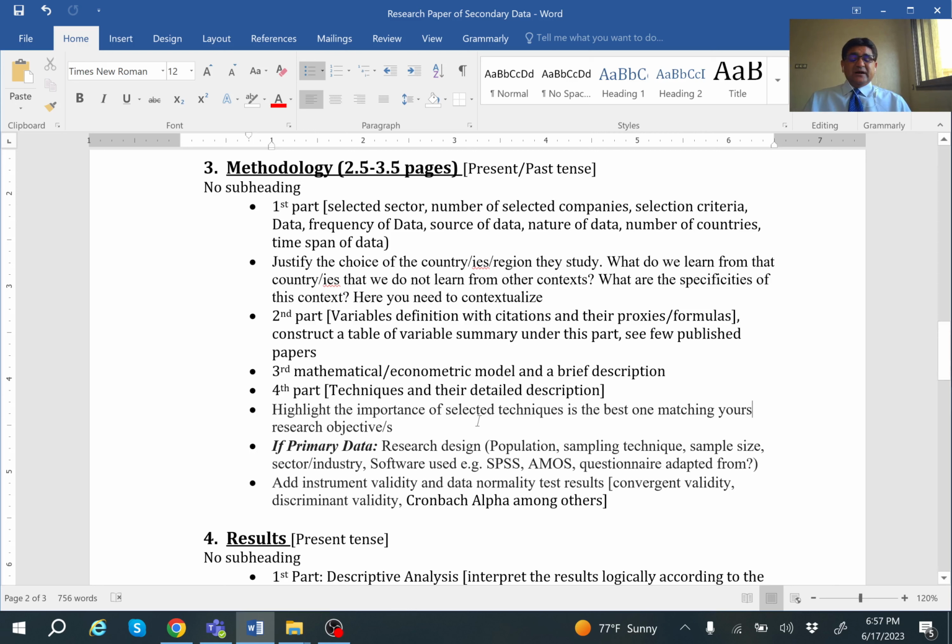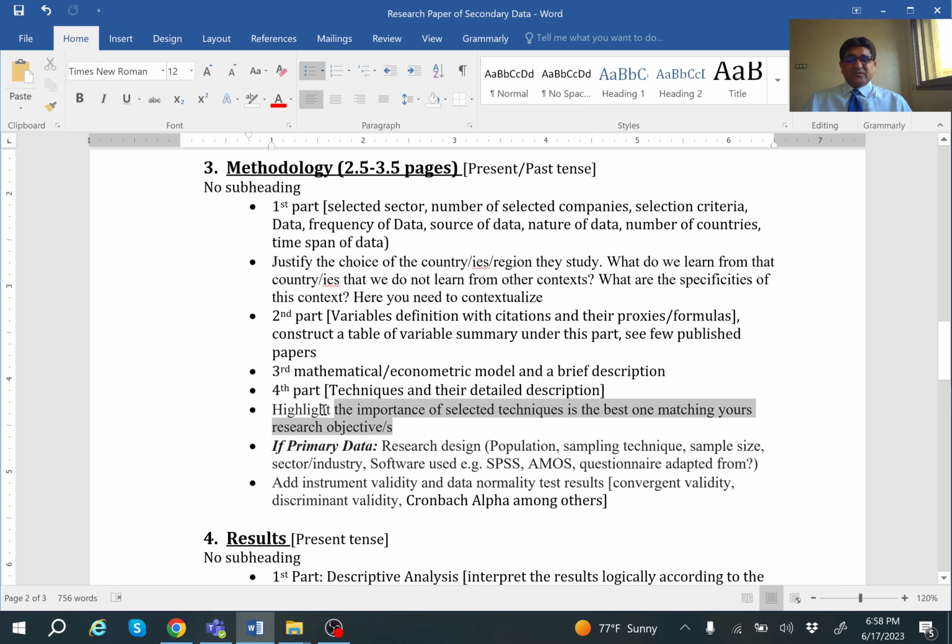After discussing the techniques, as we have used descriptive stats and correlation analysis, then we have used the variance inflation factors and regression analysis by covering the static panel and dynamic panel. So you need to discuss the techniques which you have used in your research.